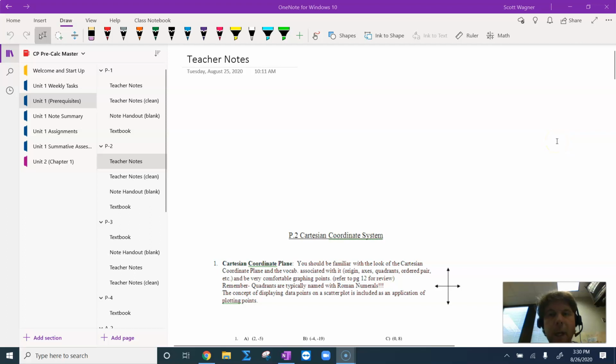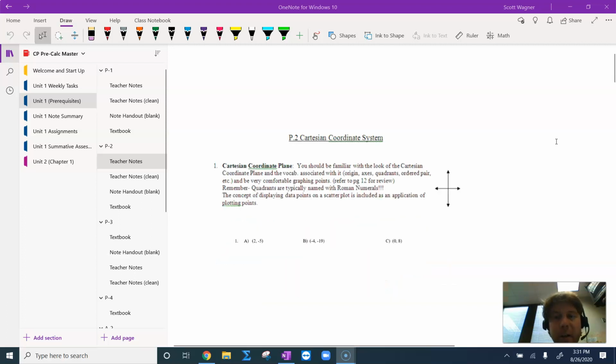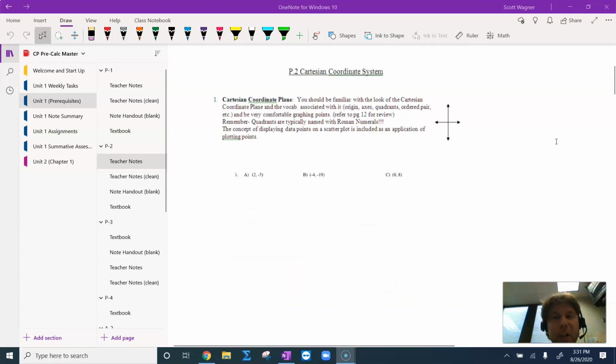PreCalc. These are the notes for section P2, so please make sure you write down what you need to, follow along, pause if you need to take a little break, and watch as often as you need to help you out. Alright, so to begin with, we've got the Cartesian coordinate system, named after René Descartes.